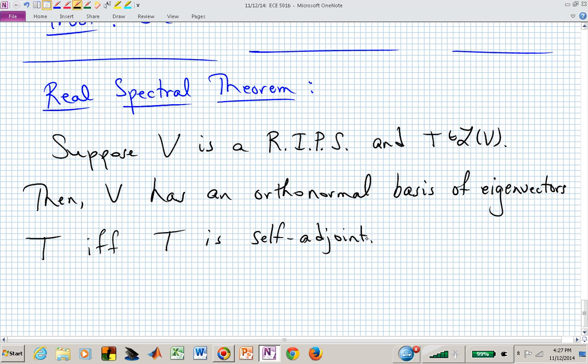is self-adjoint. Because from the last lemma, we know that it has eigenvalues if it was self-adjoint, and now once it has eigenvalues, we can associate these eigenvectors, which are orthonormal or can be normalized because we're working on an inner product space.